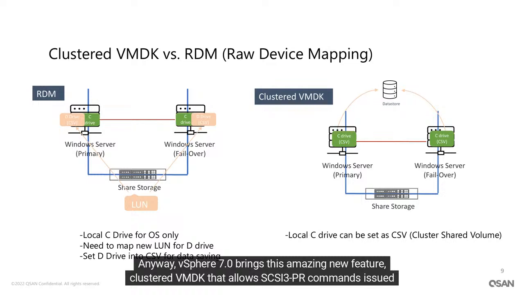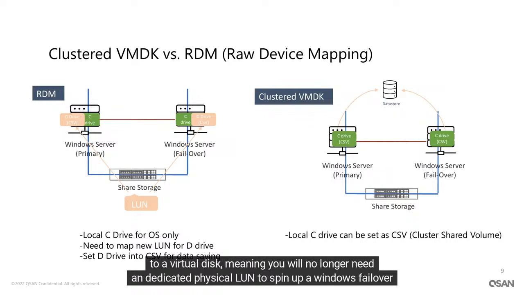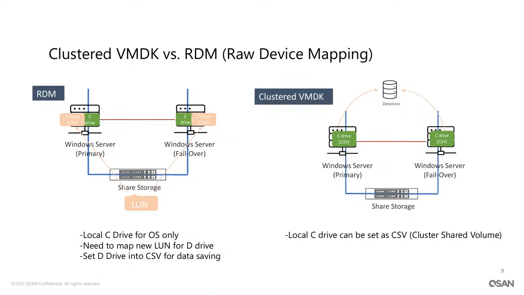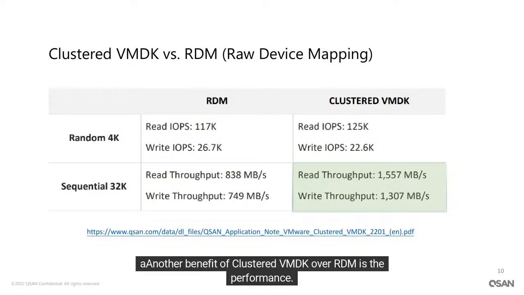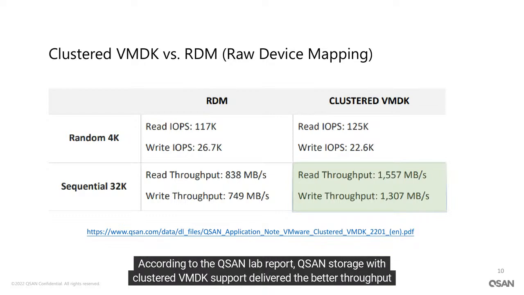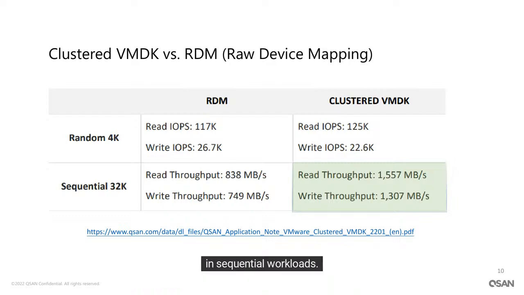Anyway, vSphere 7.0 brings this amazing new feature, clustered VMDK, that allows SCSI 3 PR commands issued to a virtual disk, meaning you will no longer need a dedicated physical LUN to spin up a Windows failover cluster. Another benefit of clustered VMDK over RDM is the performance. According to the QSAN lab report, QSAN storage with clustered VMDK support delivered better throughput in sequential workloads.